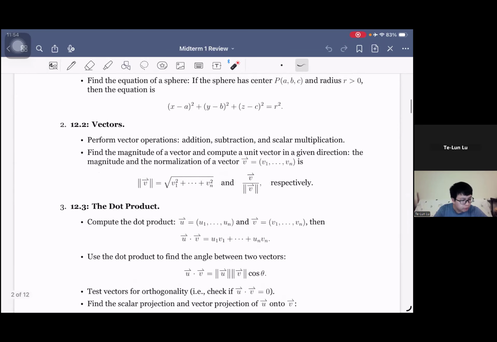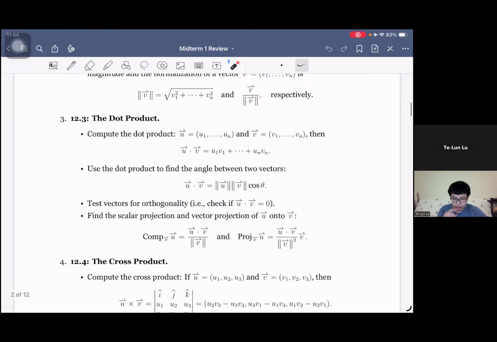And about 12.2, we're introducing vectors. So you have to know the basic operations of vectors: addition, subtraction, and scalar multiplication. Those are quite standard. We also know that you can find the magnitude of a particular vector, which is given by the same thing as the distance formula. You square each entry, and you take the square root of them. This will be the magnitude of the vector. And to normalize a vector, to make it into a unit norm, which is norm 1, you basically divide the vector by its magnitude. And that'll be a vector of length, or magnitude, 1.